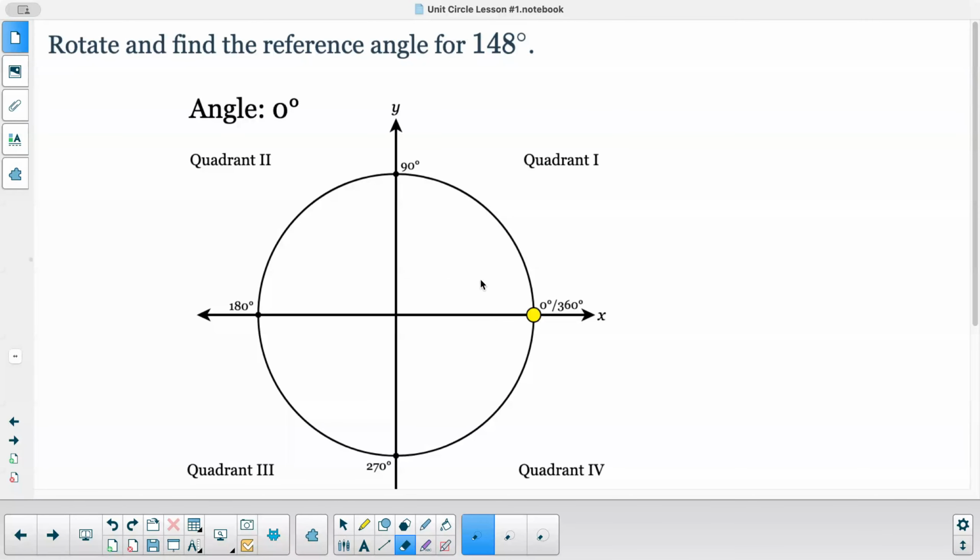All right, so rotate, find the reference angle for 148. So 135 is right here because this is 90. 45 is 135. 148 would be like right around there.